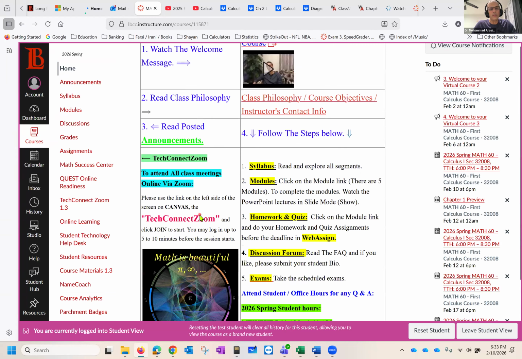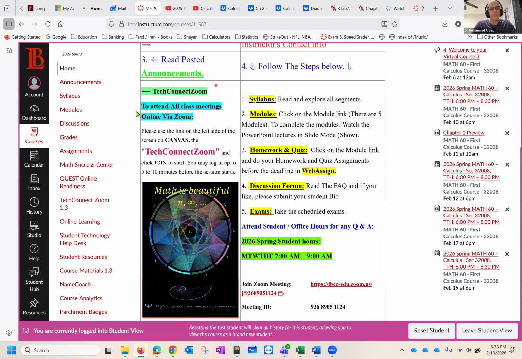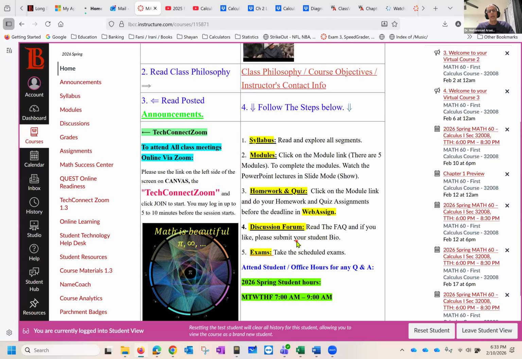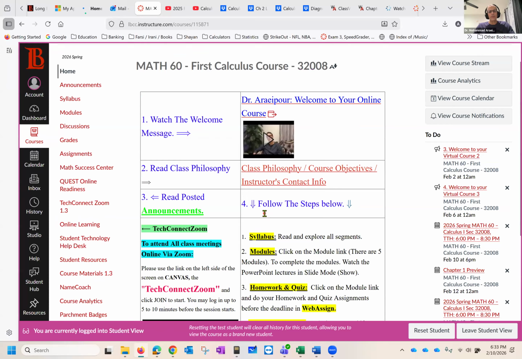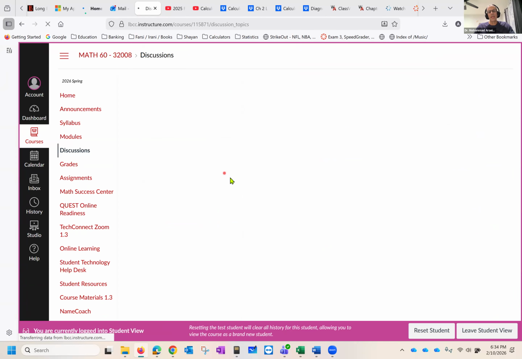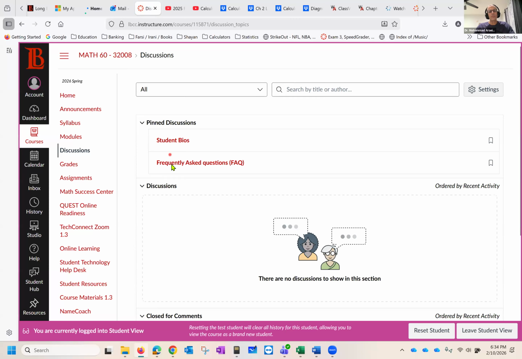Then right underneath the announcements, I want to remind you about Tech Connect Zoom. This is where and how you join the course. At the bottom of the page, we have the office hours. Don't mix them up. This is access to the Zoom meeting for the office hours. And then under number 4, we had the syllabus, modules, and so forth. On the left navigation bar, reminding you, this is the discussion forum that has the student bios and frequently asked questions. Obviously, they are not graded.